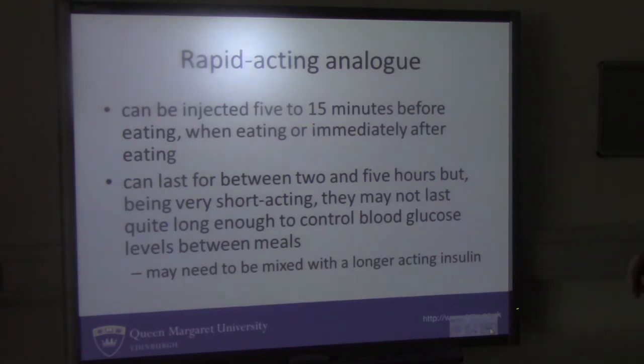The rapid acting, you will give 5 to 15 minutes before eating, or when you're eating, or immediately after. Because it's rapid acting, it'll work there and then with the food, and it can last for 2 to 5 hours. But probably not long enough to control the levels totally between meals, and sometimes you'll use a mixture of a rapid acting and a long acting. So rapid acting to get the onset immediately, long acting to keep you going between meals.